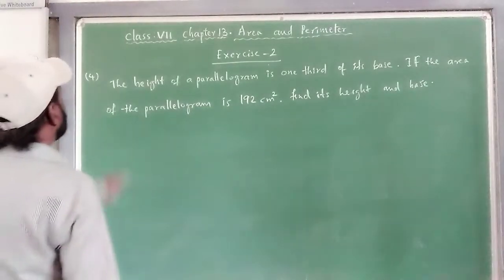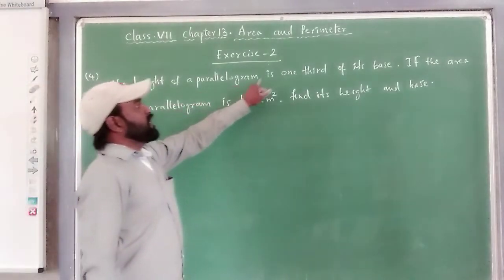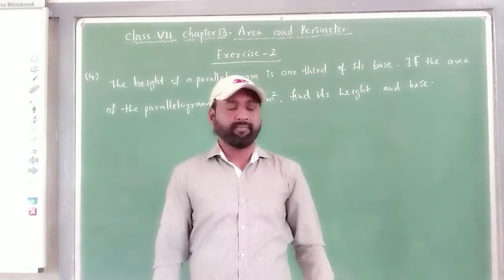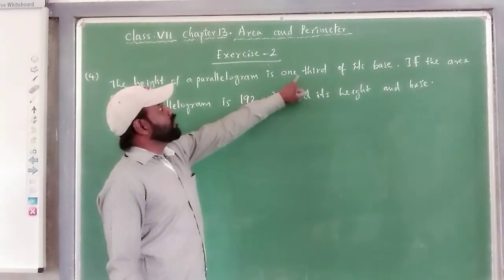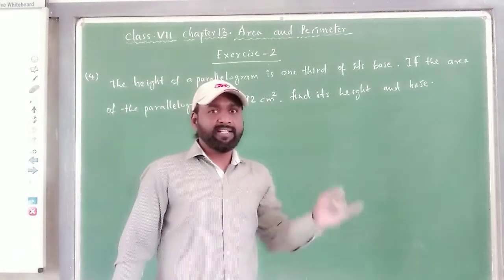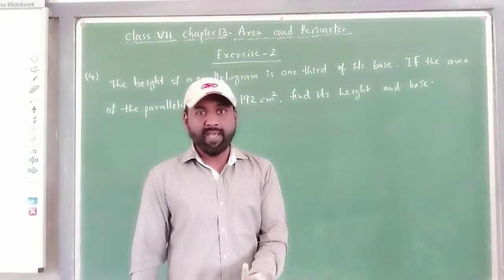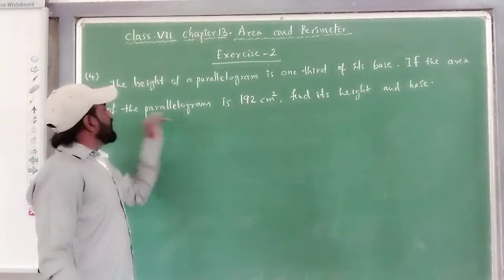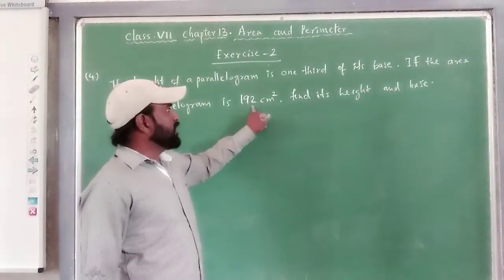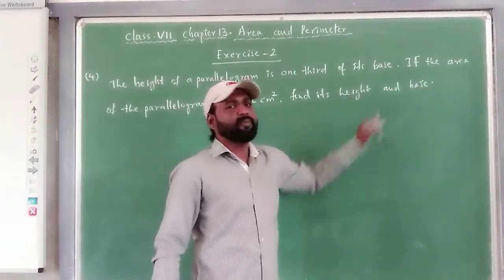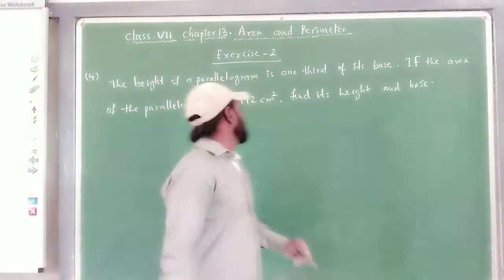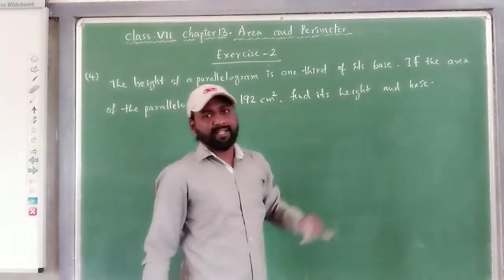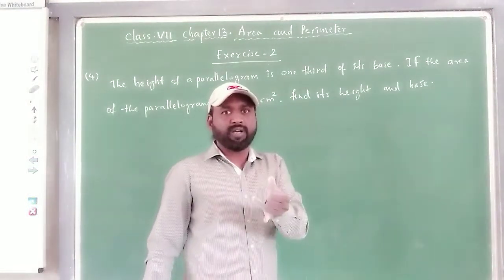See, question number 4. The height of a parallelogram is 1/3 of its base. Here, base and height are not given directly. The height of the parallelogram is 1/3 of its base. That means height is dependent on its base. If you know the base, then only you can find the height. And if the area of the parallelogram is 192 centimeters squared, find out its height and base. We need to find height and base. The height of a parallelogram is given as 1/3 of its base. That means first we have to assume the base.